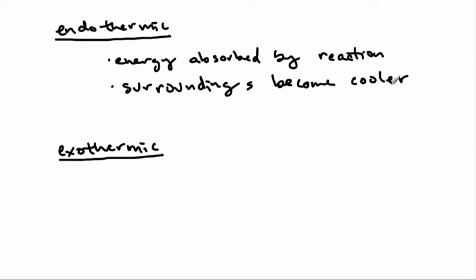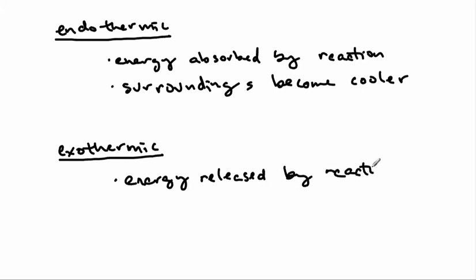So if you were to do a reaction in a test tube and the test tube became cold, you would know that that was an endothermic process. It's the exact opposite case for exothermic. This is where you have a net release of energy, and energy is being released by the reaction. And that means that the surroundings become warmer.